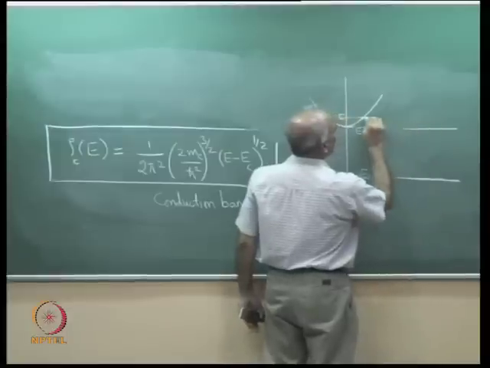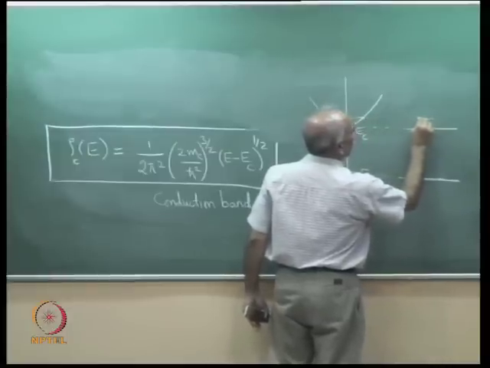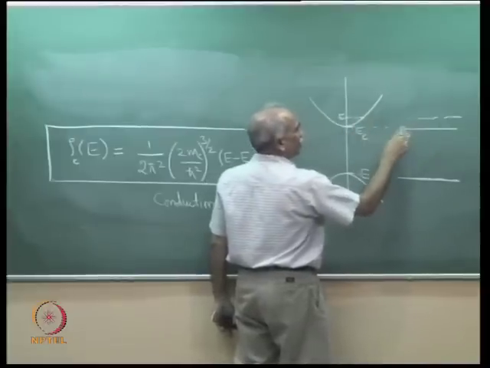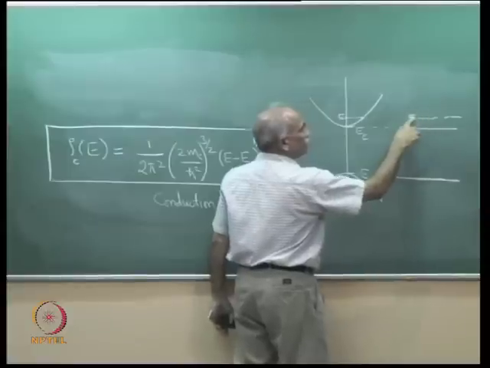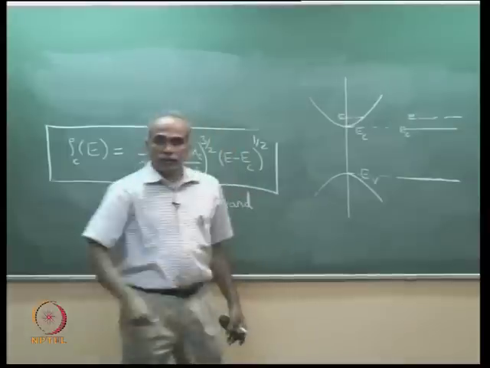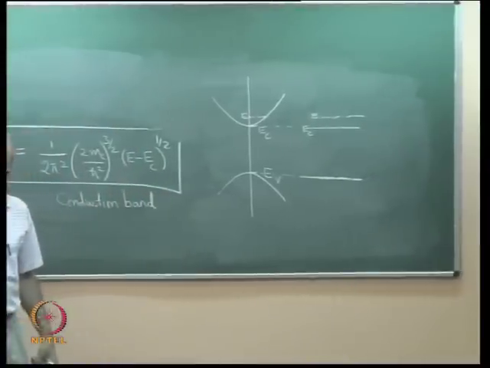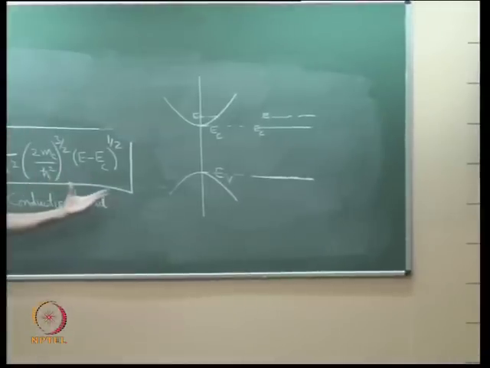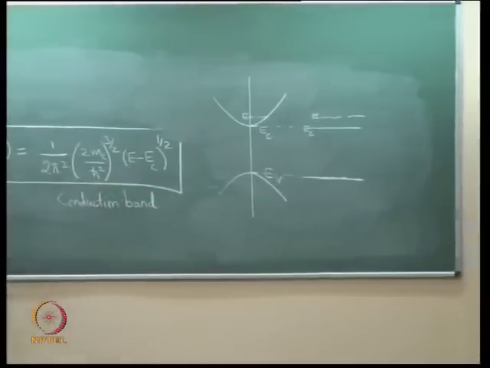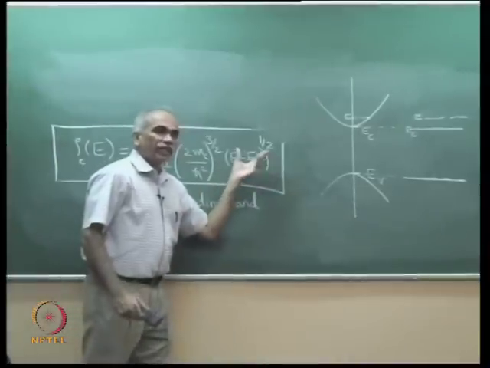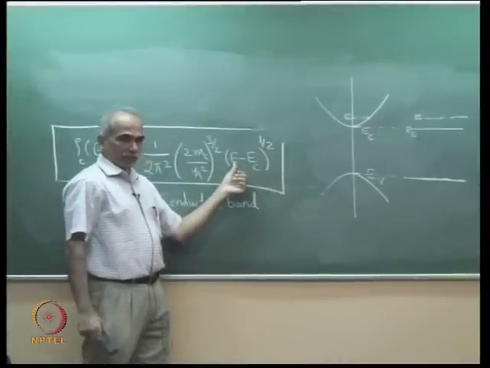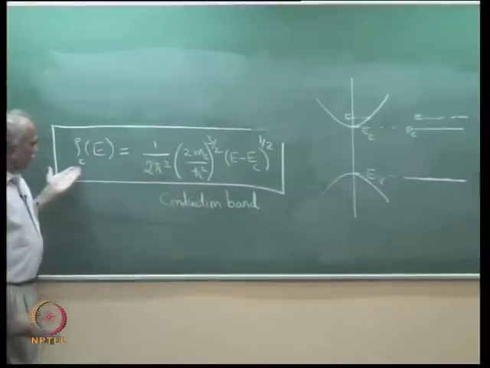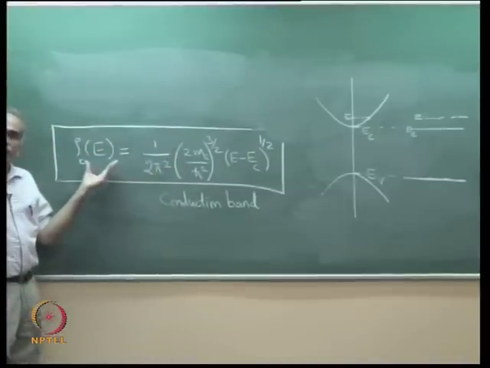Or if you compare this with your good old band diagram, then we are looking at the density of states available at an energy value E. So this is EC, the band edge, and we are looking at an energy value E in the conduction band. What is the density of state? So the density of state is given by this expression. It would be more useful to see what is the variation of density of states with energy E.